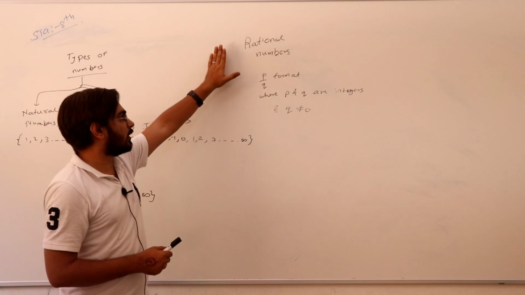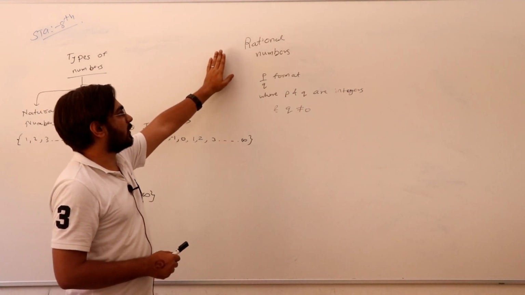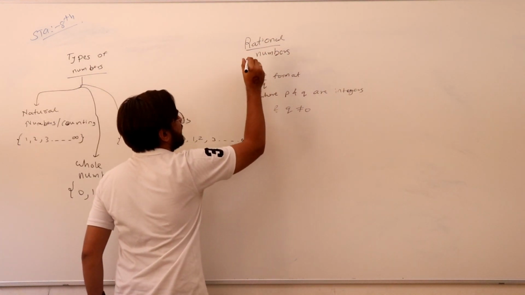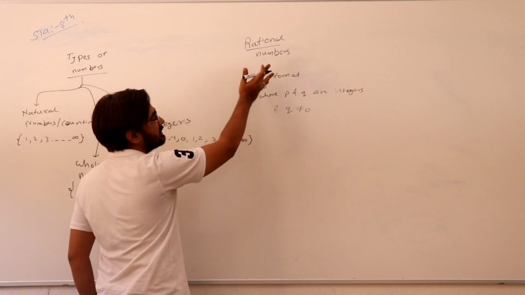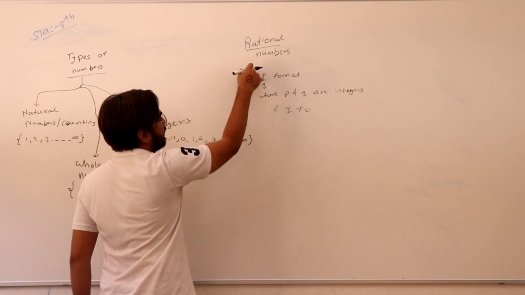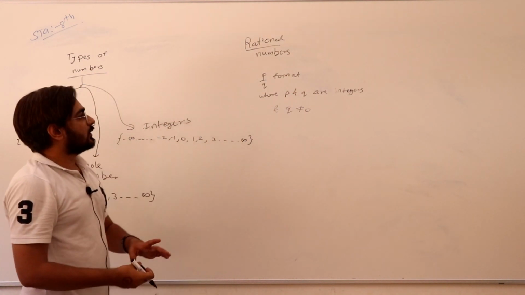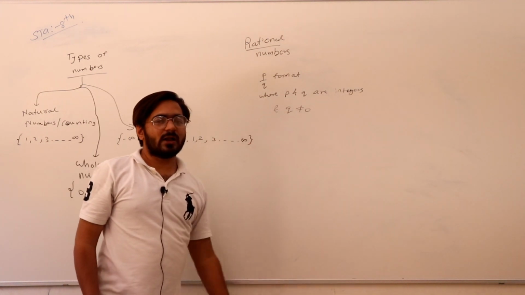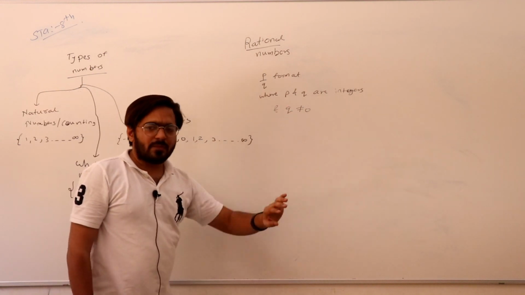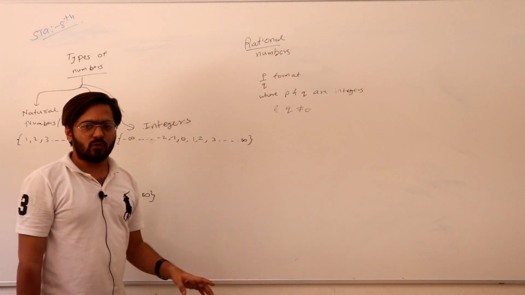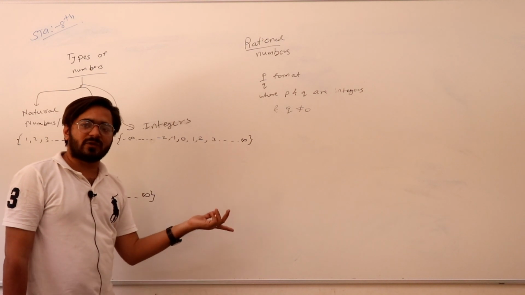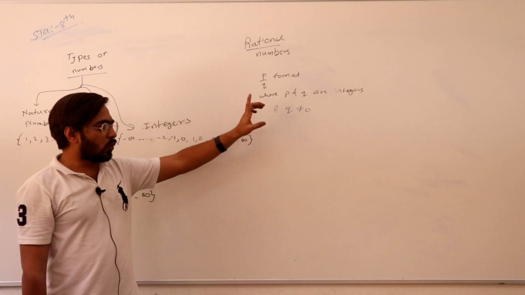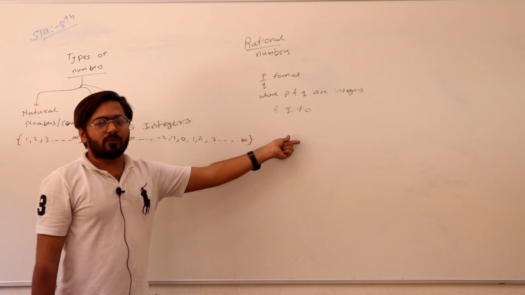Now, we are going to learn about a new type of number, called a rational number. As the name suggests, it will be in the form of a ratio, that is a fraction, in p upon q format, where p and q both are integers. Both can be positive, both can be negative, or either one of them can be positive and the other negative. It does not matter, only q cannot be 0.